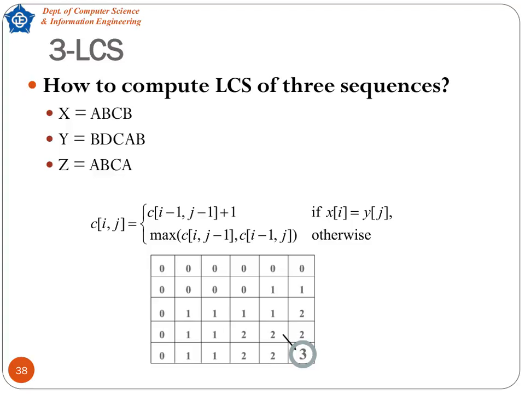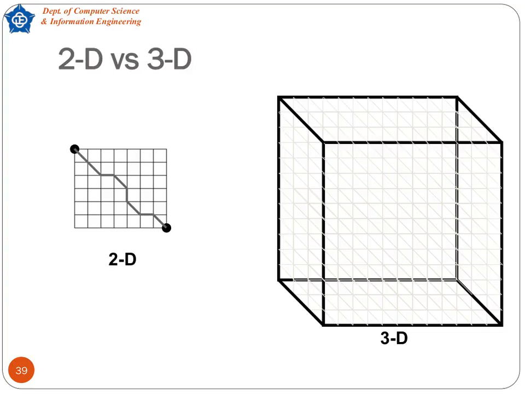With that 2-sequence result in hand, we're ready to extend this same principle into 3 dimensions to include sequence z equals ABCA and compute the 3-LCS. To illustrate that jump from 2D to 3D, on the left is a 2-dimensional grid made up of evenly spaced horizontal and vertical lines. A bold path runs from the top left corner to the bottom right, showing how points connect when you only move along the x and y axes.